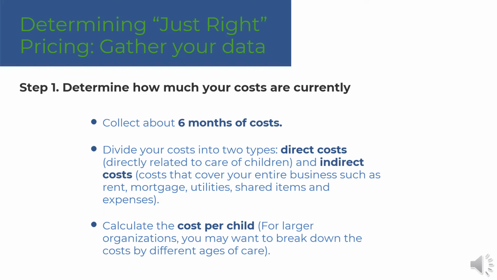Once the costs are collected, you can organize them in 2 different ways. Having a per-child cost overall may be the easiest, taking the number of children that you served on an average over 6 months and dividing the total cost by those number of children. For a more complex operation, you may want to break down the costs by different ages of care, such as cost per child in infant and toddler care versus preschool. You will use this information in combination with the data collected in our next step, local market prices, to help determine your rates.